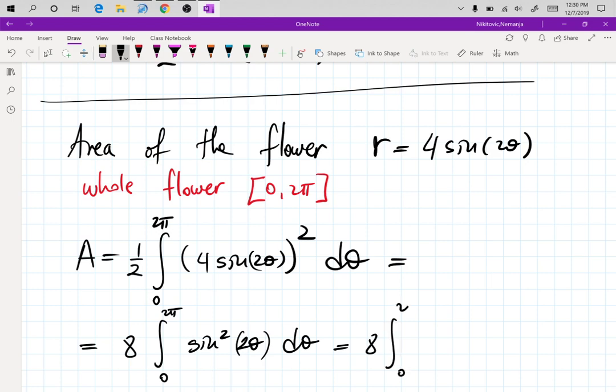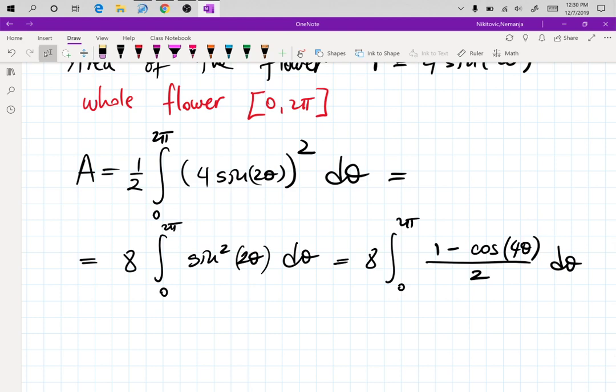Now we have our formula: 1 minus cosine 4 theta, divided by 2. The power reducing formula doubles whatever angle you have. We are starting with a 2 theta, therefore the formula will give you 4 theta back. It doubles whatever you have. So now, 8 divided by 2 is 4. The integral, in parentheses, of 1 minus cosine 4 theta d theta from 0 to 2 pi.